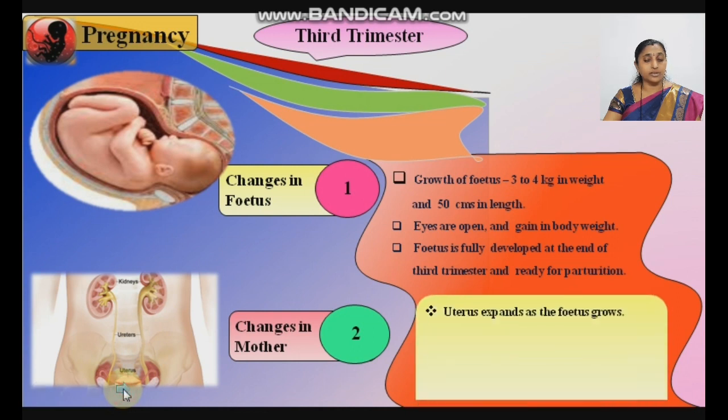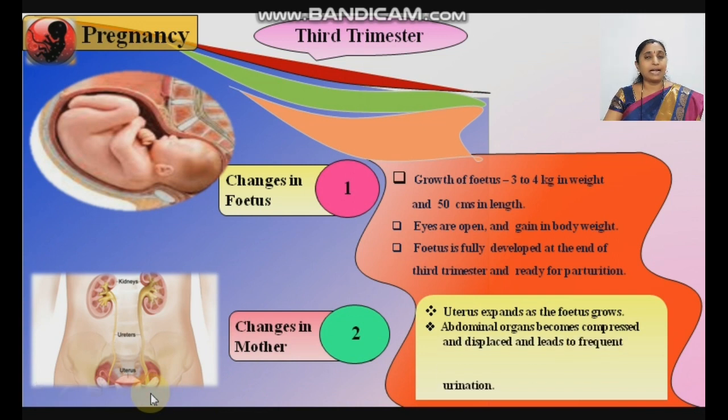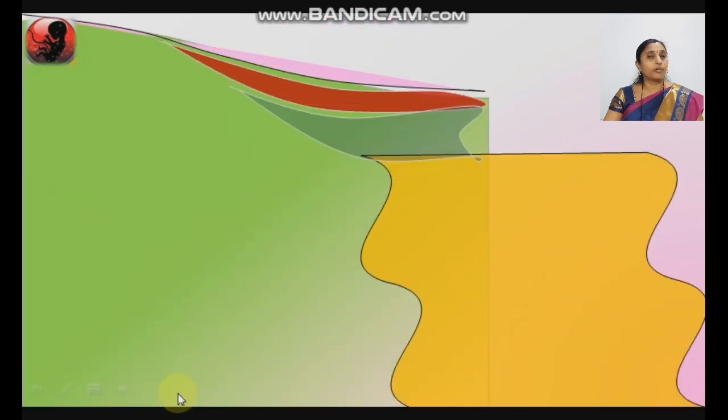See, those are the changes. The uterus expands because the fetus grows. Due to expansion of the uterus, abdominal organs become compressed and displaced, which leads to frequent urination. Digestive blockage, because the pressure is also on the intestinal part, digestive blockage, and strain in the back muscles. These are all about the 3 trimesters.